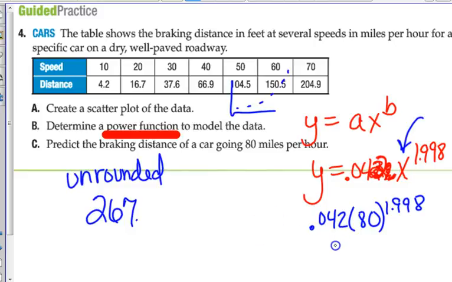Okay, the rounded one gave us 266 and the unrounded one gave us 267 point something. Not that far off. This is stopping distance in feet at 80 miles an hour. I could spend the rest of the period talking about how important it is to understand stopping distance and the speed you're going in regards to accidents.